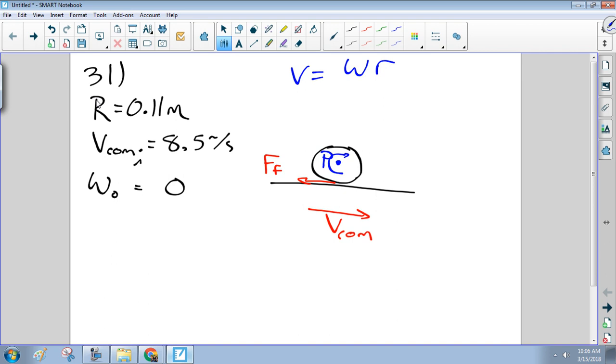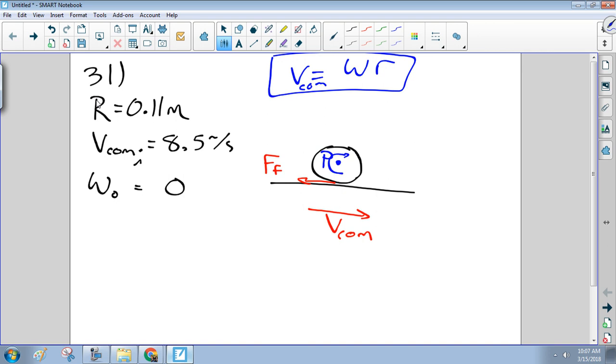So this idea here is at the crux of this problem. What we want to figure out is at what point the velocity of the center of mass is equal to the angular velocity times the radius. It's at that point that the velocity of a point on the outside matches the velocity of the motion, and it stops slipping and just begins rolling. Follow? Okay, so that is a big, big idea.